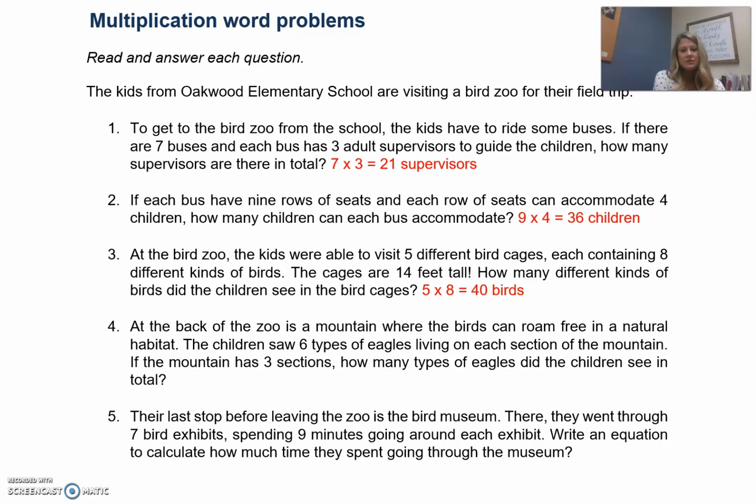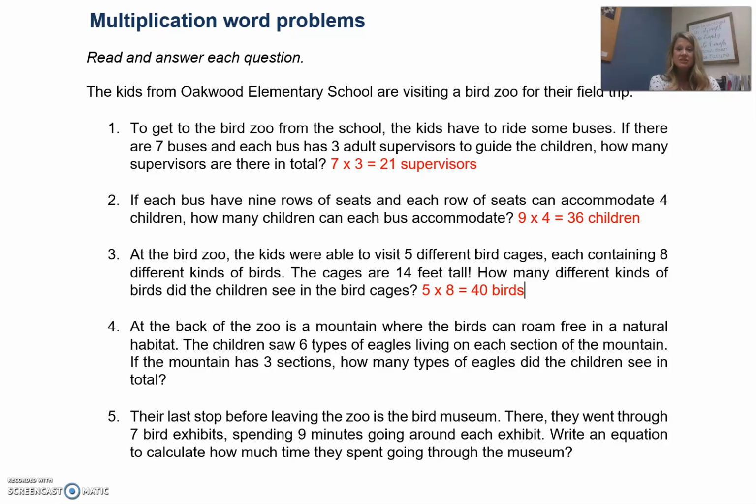At the back of the zoo is a mountain where the birds can roam free in a natural habitat. The children saw 6 types of eagles living on each section of the mountain. If the mountain has 3 sections, how many types of eagles did the children see in total? What are our groups here? And then what is repeating?